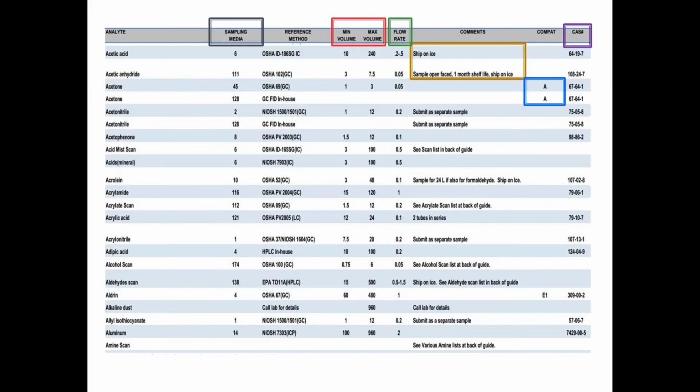Next slide, please. Again, going back to this particular lab guide, up in red, it has your minimum sample volume and your maximum, and it'll also have the flow rate. Again, for acetic acid, as an example, 0.2 to 0.5 liters per minute, and then you go up to something like alkaline dust, 960 liters, a huge volume. So these are things to always check out. Again, it can be in the online guides or in printed guides that the laboratory has.